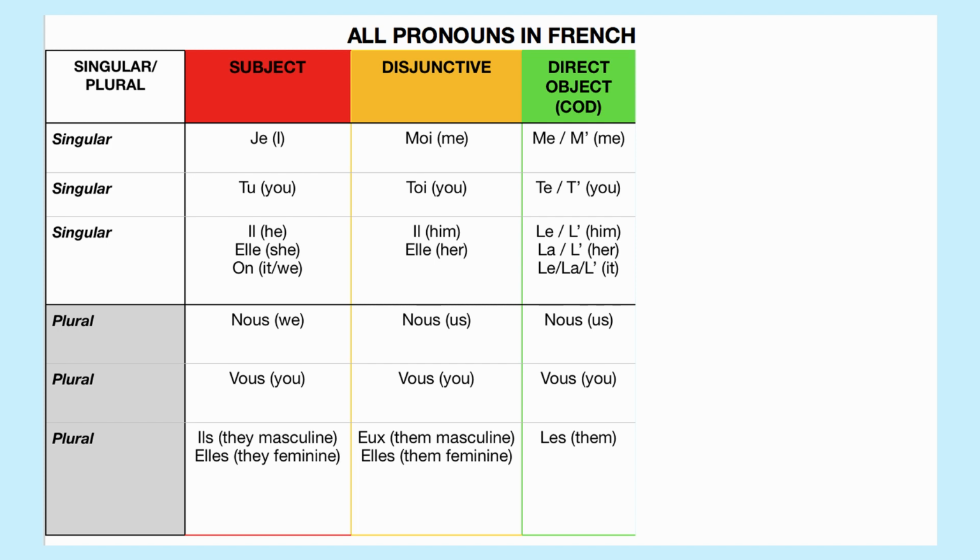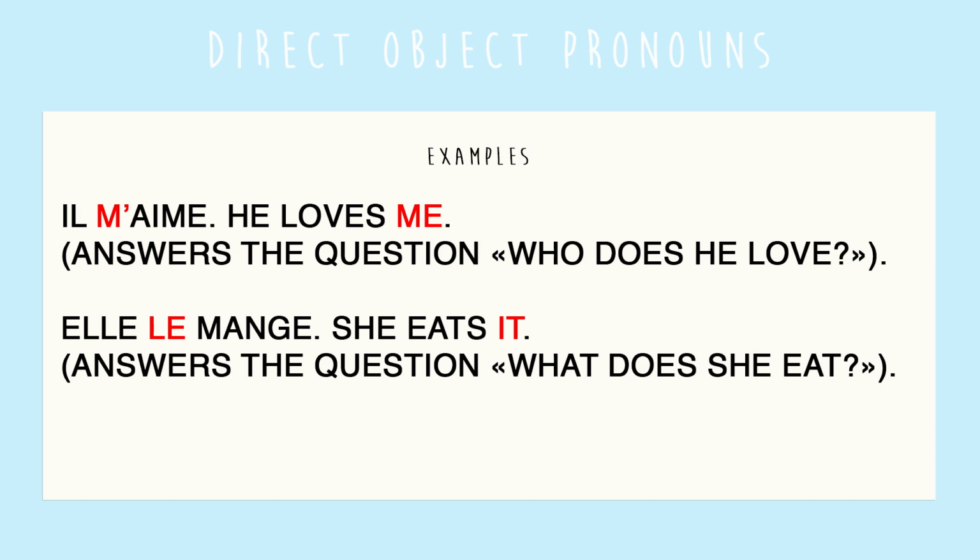Nous is us. Vous is you. Les is them. Let's look at some examples. Il m'aime. He loves me. This answers the question, who does he love? Elle le mange. She eats it. This answers the question, what does she eat?